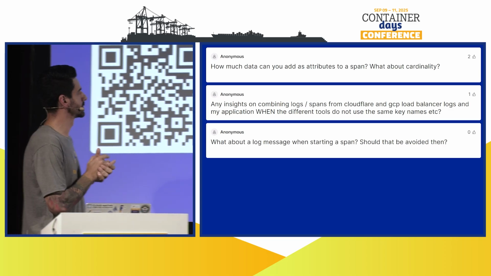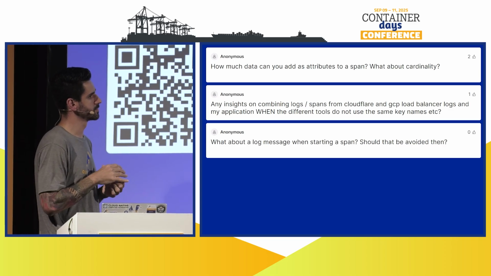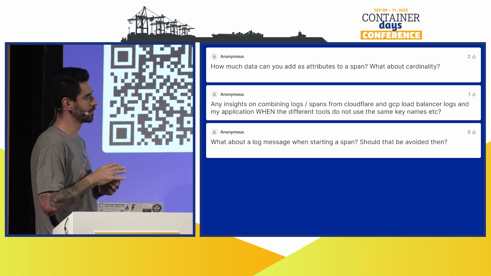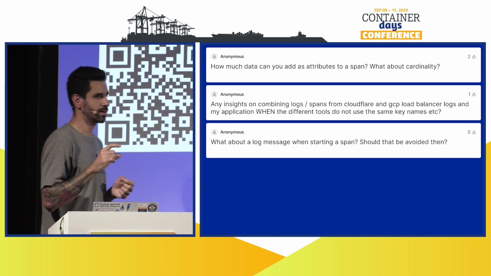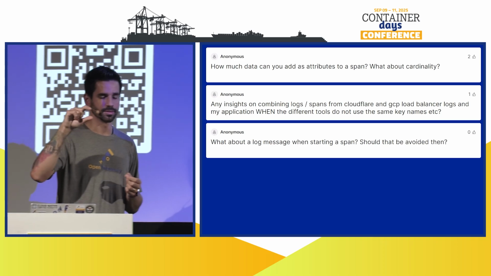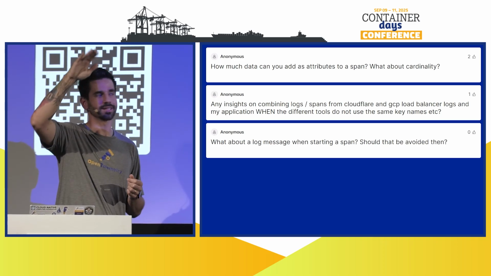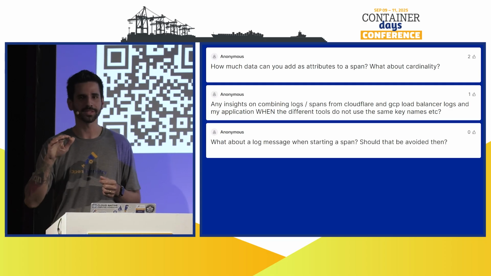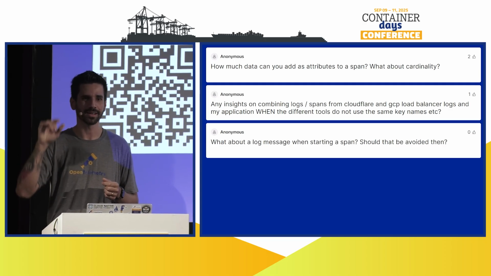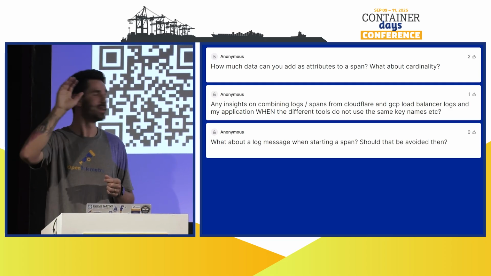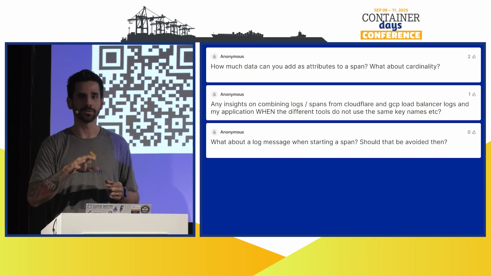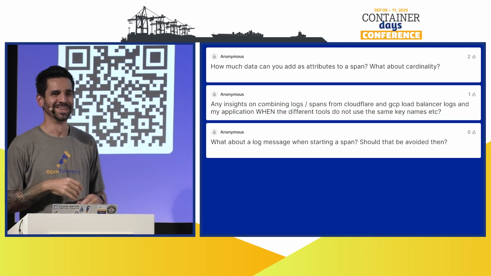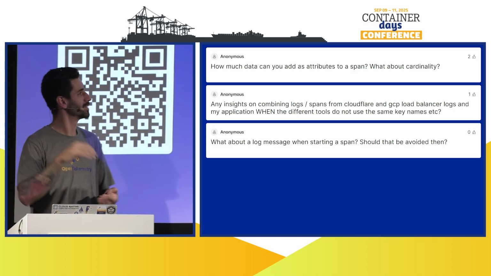Thank you. How much data can you add as attributes to a span? What about cardinality? So the number of attributes is limited. If I'm not mistaken, it's 128 attributes that you can add, attribute keys. I need to double check on that. But there is a limit.